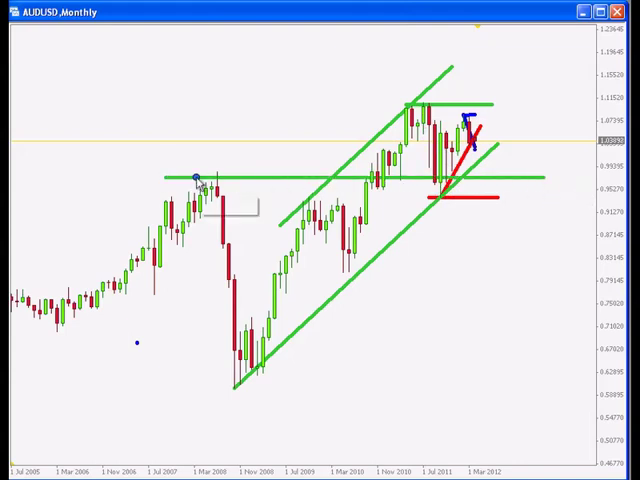Okay, so I do know that at this specific level in the chart, price has, at least from a long-term perspective, found both resistance and now support. So this is certainly a level that I want to keep in mind should price retrace back down.